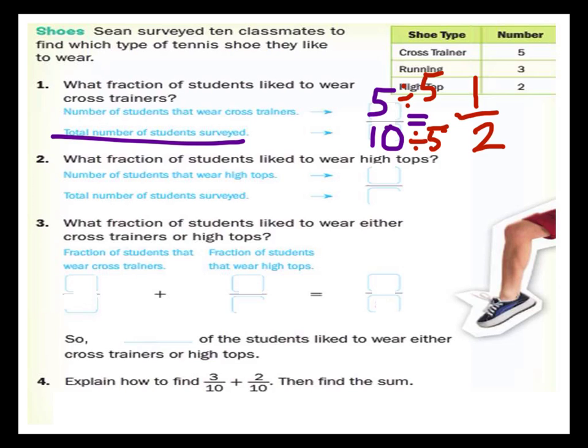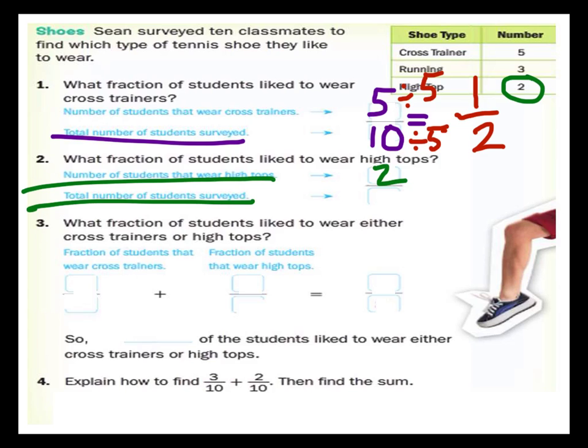All right, what fraction of students like to wear high tops? Well, let's look at high tops then. This bottom one is 2, right? So the number of students that like to wear high tops is 2. Number of students surveyed, it's the same number, 10. Can this be reduced? Yes, it is reducible. 1 half? Yes. 1/4? Yes. You guys thought it was going to be 4, right?